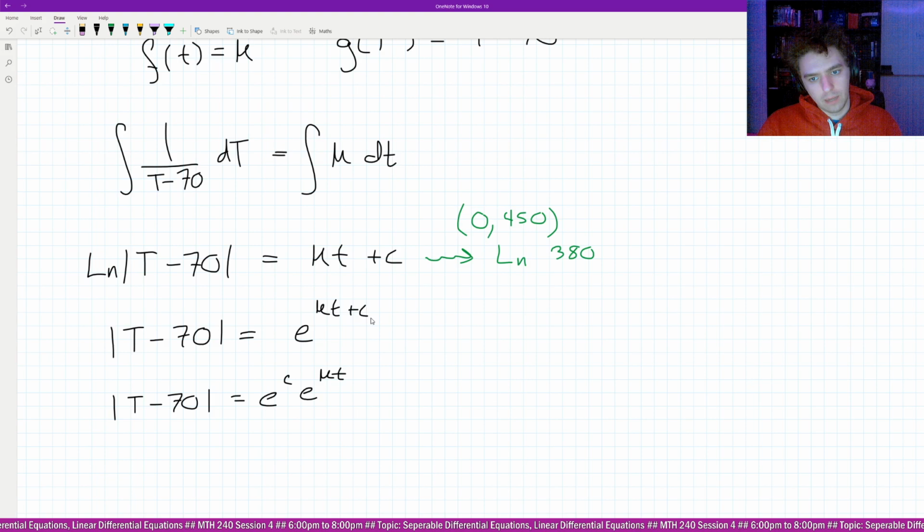Now, the question asked, how long will it take for the cake to reach 75 degrees Fahrenheit? Well, it's pretty simple from here. So 75 equals 380 times 18 over 19 to the t over 10, plus 70. So 5 equals 380 times 18 over 19 to the t over 10. So 5 over 380 equals 18 over 19 to the t over 10.